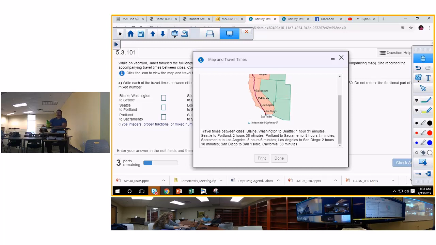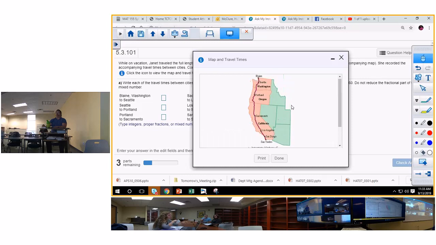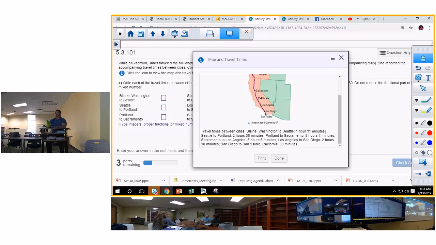Travel times between Blaine, Washington to Seattle is 1 hour, 31 minutes. Seattle to Portland is 2 hours, 36 minutes. Portland to Sacramento is 8 hours, 4 minutes. Sacramento to Los Angeles is 5 hours, 6 minutes. Los Angeles to San Diego, 2 hours and 18 minutes. San Diego to San Pedro is 38 minutes. So write those down for me.